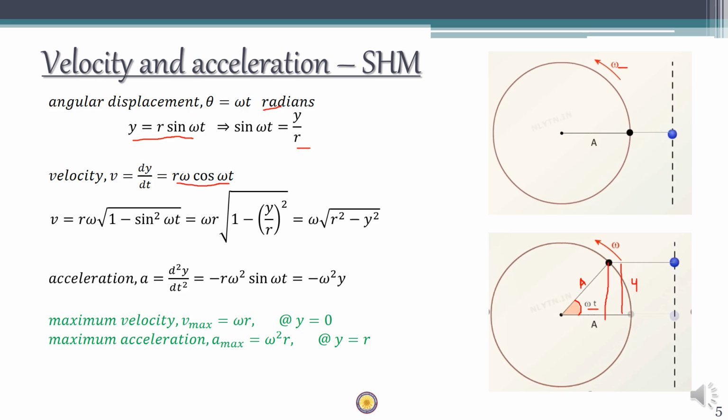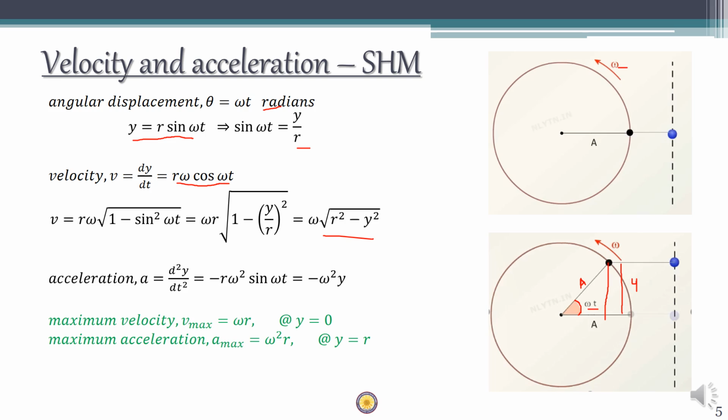But again, cos square omega t is nothing but 1 minus sine square omega t, which means that cos omega t can be written as square root of 1 minus sine square omega t. Also sine omega t is y by r, so substitute y by r in place of sine omega t. So you get omega into r into square root of 1 minus y square by r square. Substituting and solving, we get v is equal to omega into square root of r square minus y square. This is another important expression.